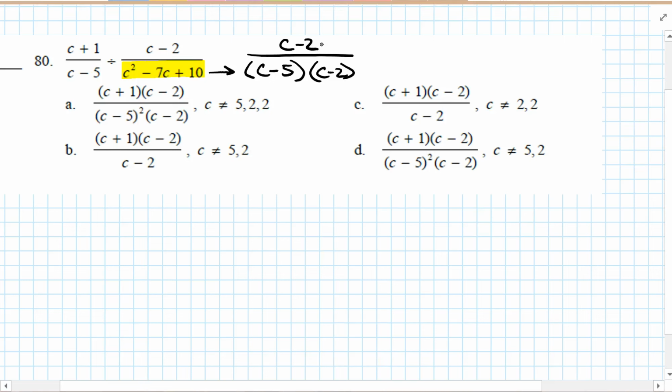Okay, let's look at this and then let's figure out what we're going to do. Our restrictions are going to be anything that's on the denominator. And since this is a big fraction on the right, c minus 2 cannot equal 0 as well. So here's what we have: c plus 1 over c minus 5 divided by c minus 2 over c minus 5 times c minus 2. So let's find our restrictions. That one tells us c cannot equal 5. This one tells us the same thing. And that tells us c cannot equal 2 either.